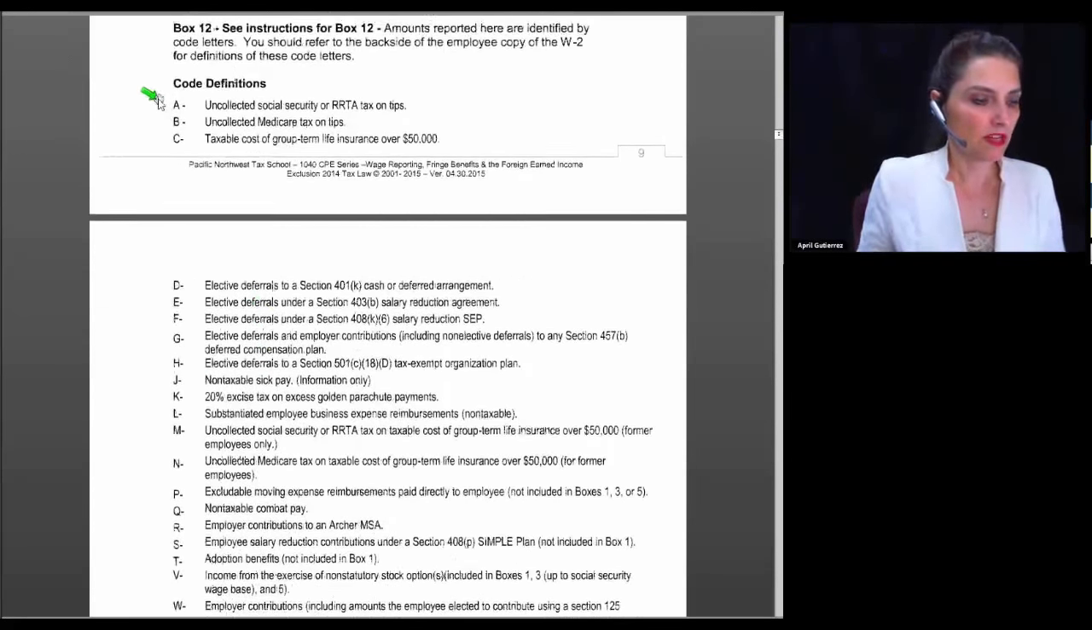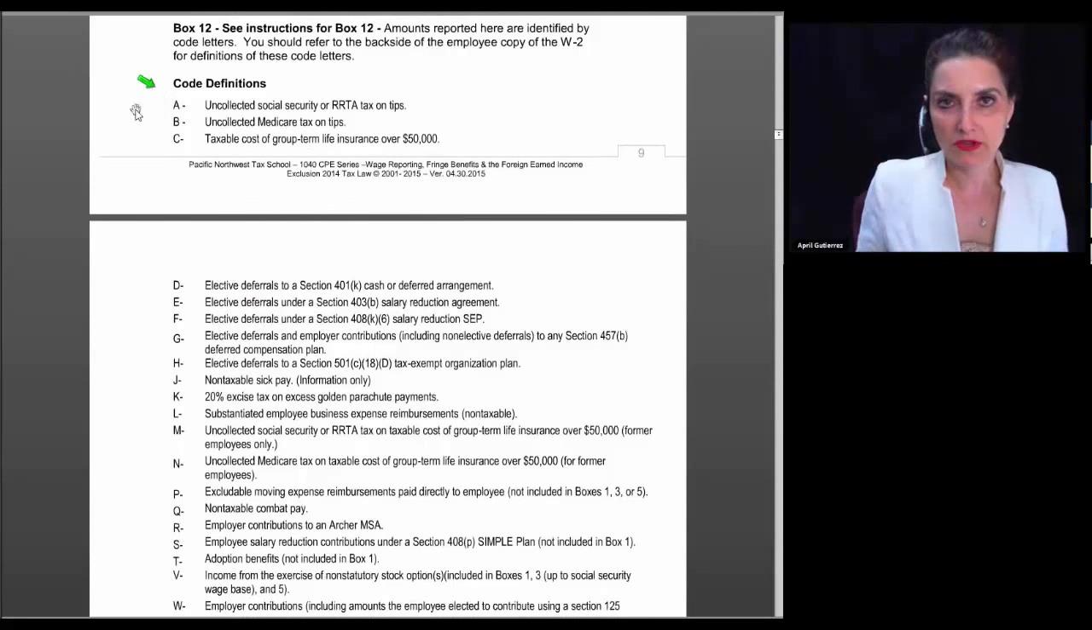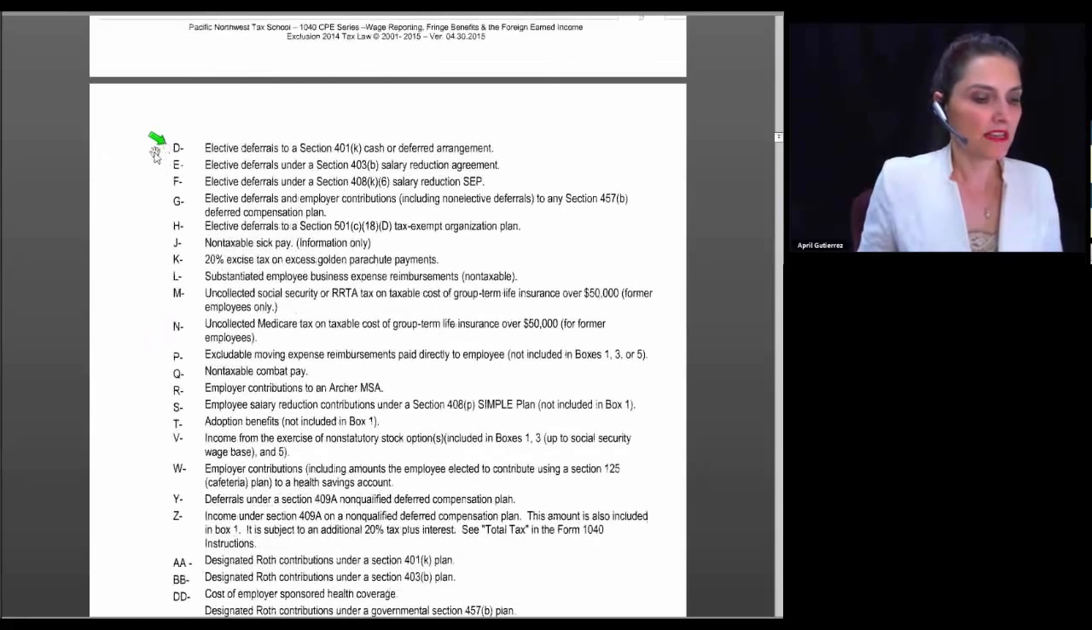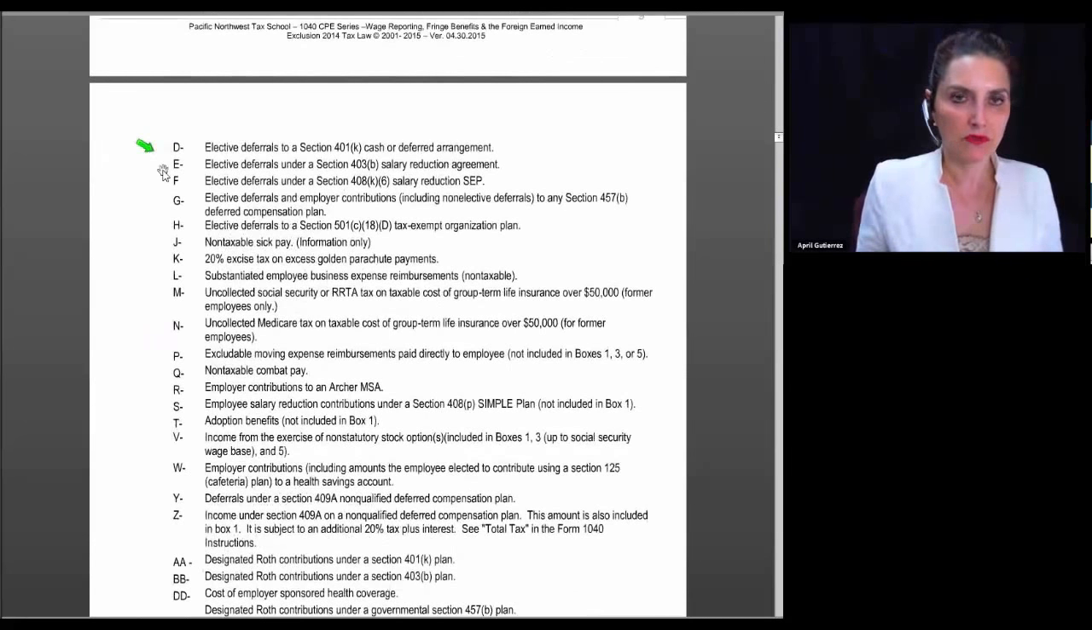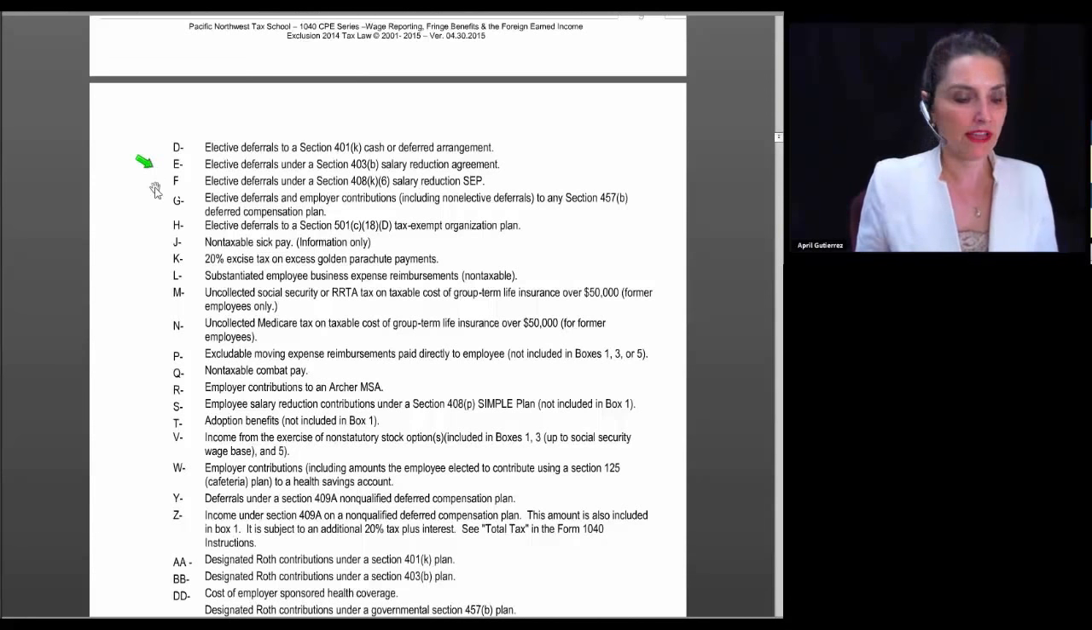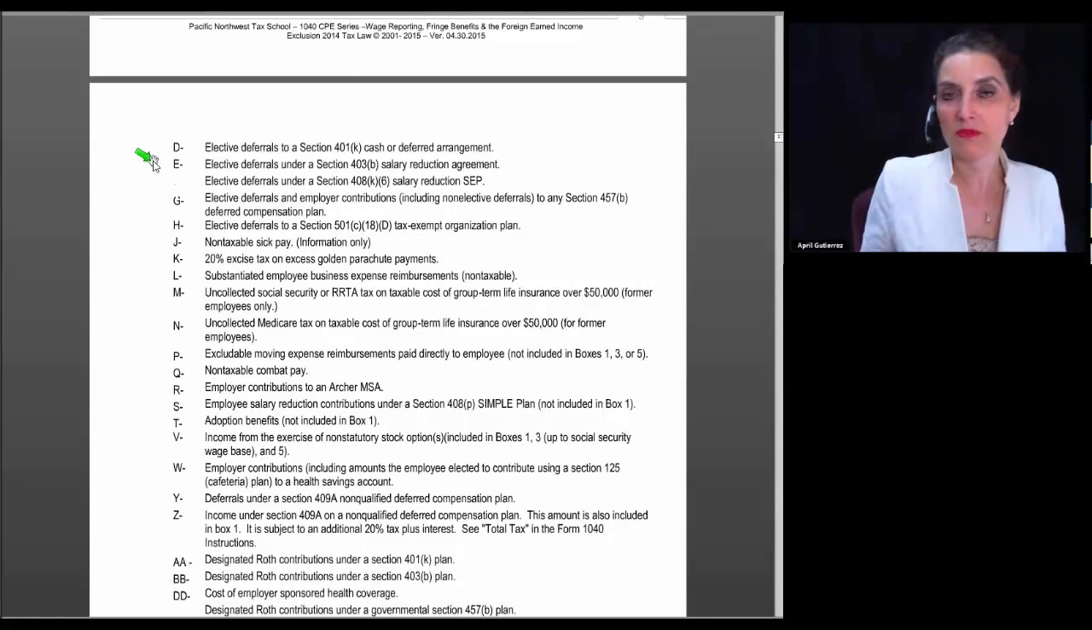And really, Box 12 could have any number of codes in it, and according to the instructions on Form W-2, the code that you see in Box 12 is described as you see here. So we have Box 12 Code D, that represents elective deferrals to a 401k plan. Code E represents elective deferrals under a Section 403B plan. 403B plans are usually plans that are available to government employees like teachers.